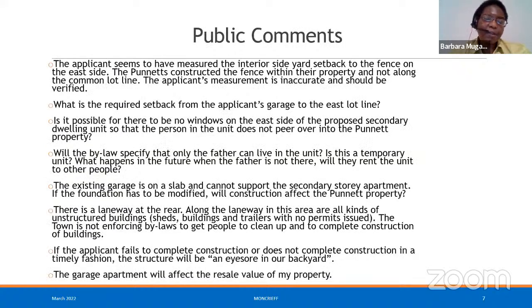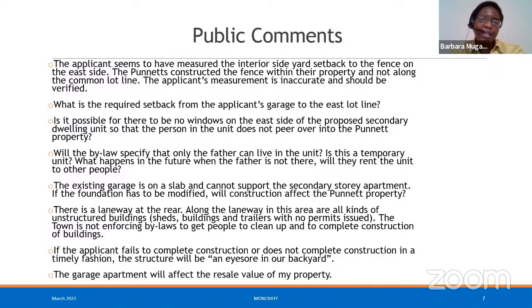I've received comments from the neighbor to the east. I've met with them. They've expressed certain concerns. And then after that meeting, they've also submitted some written comments, which I'll incorporate in the subsequent reports. So the neighbors have explained that they erected a fence within their property, but not at the common lot line. And when they look at this applicant site plan, it seems as if the applicant has measured their interior side yard setback to the fence on the east side. So they would like for us to verify the lot area and the yard setbacks for this proposal.